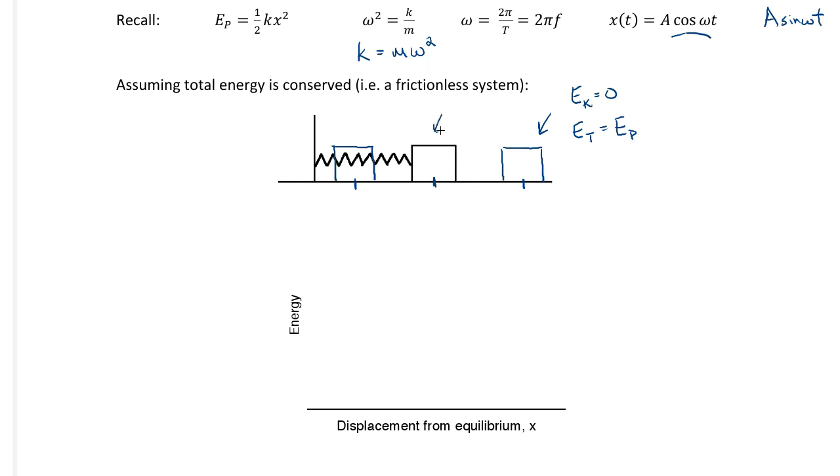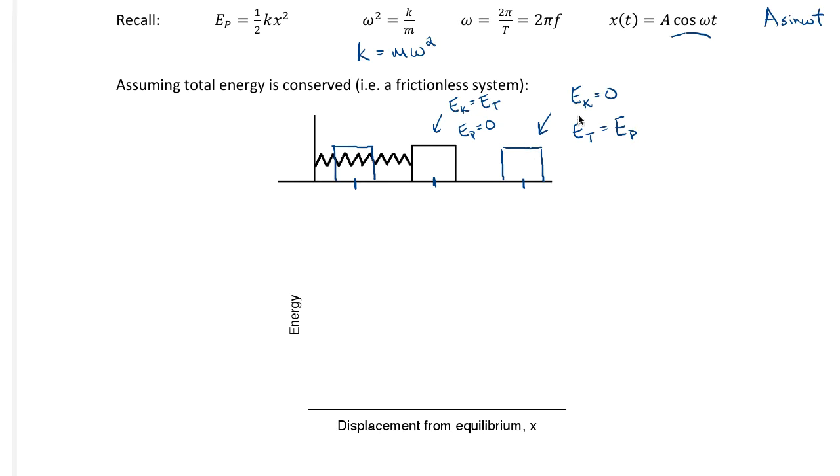In the middle here, we have only kinetic energy. So the kinetic energy is the total energy, and there is no potential energy stored in the spring because the spring is at its resting length. So at the edge, the total energy is equal to the potential energy, and therefore the potential energy is at a maximum. And at the equilibrium position, the total energy is equal to the kinetic energy, and so the kinetic energy is at a maximum.